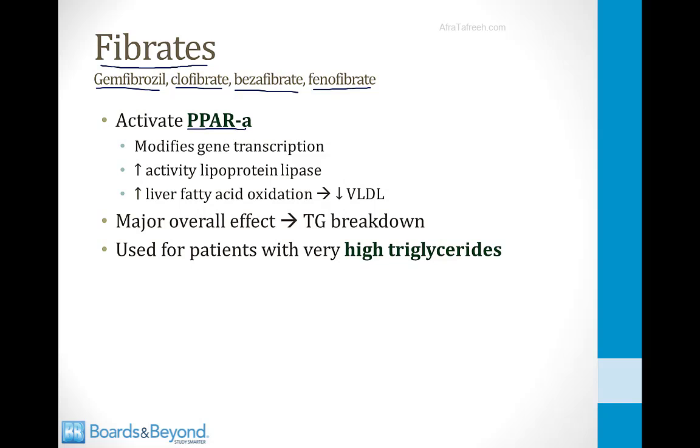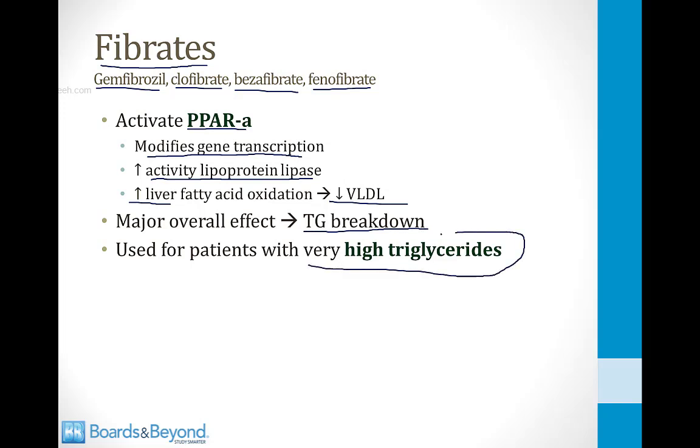When fibrates activate PPAR alpha, they modify gene transcription, and this leads to a number of changes in enzymes and metabolism of fatty acids. One of the most important changes is that there's increased activity of lipoprotein lipase. In addition, there's increased fatty acid oxidation in the liver, which lowers the VLDL level. The major effect of fibrates is to increase triglyceride breakdown, and that leads to their major use clinically, which is among patients who have very high triglyceride levels. These are the go-to drugs for patients with high triglyceride levels.